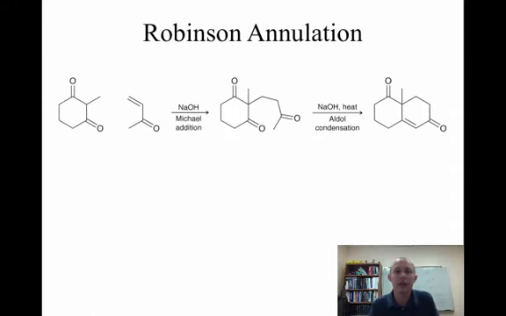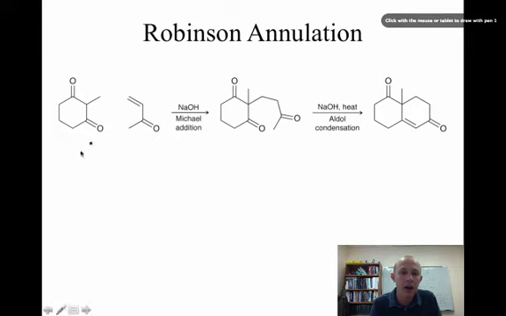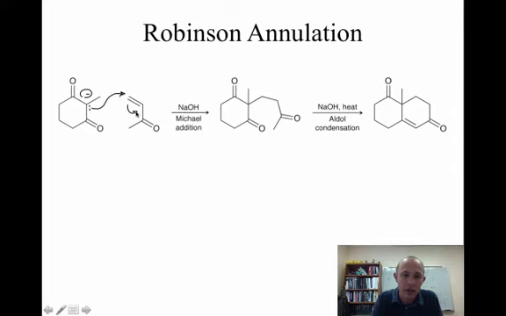The last reaction that we're going to talk about is a Robinson annulation. This is a really cool reaction, which looks intimidating. It's not really that complicated. If you take a Michael donor like this dicarbonyl compound and treat it with a base like sodium hydroxide, the first thing that's going to happen is we're going to form our enolate between the two carbonyls. This is a good Michael donor, so it's going to do a conjugate addition into our Michael acceptor.